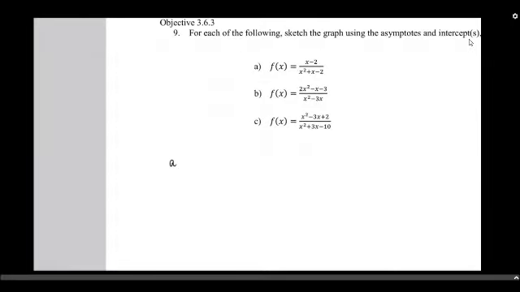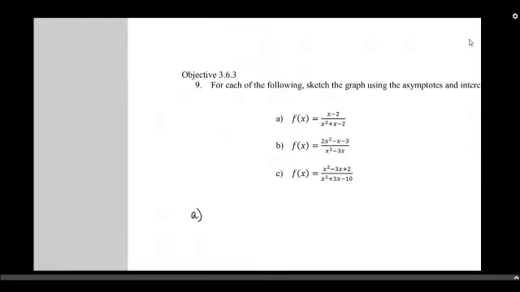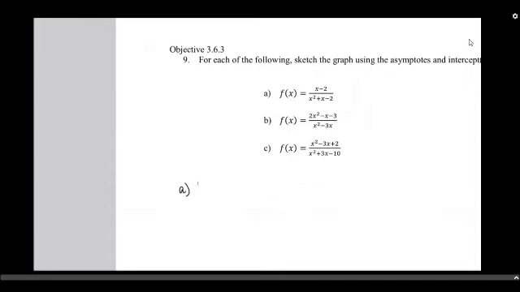Okay, this question 9 is from section 3.6, objective 3, which was I can graph a rational function. What that includes is being able to find the asymptotes and the intercepts. For part A, I'm going to start with the horizontal asymptote, and we need to compare the degree of the polynomials being divided. We've got a larger degree in the denominator. What that means is the horizontal asymptote, if you remember, is y equals 0.